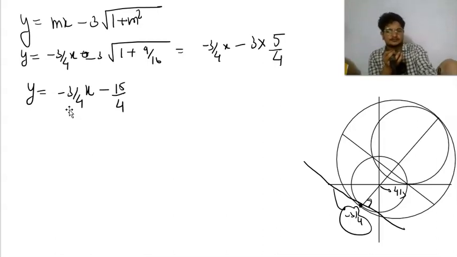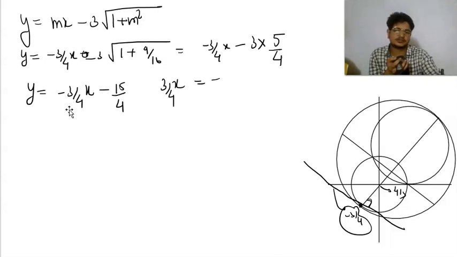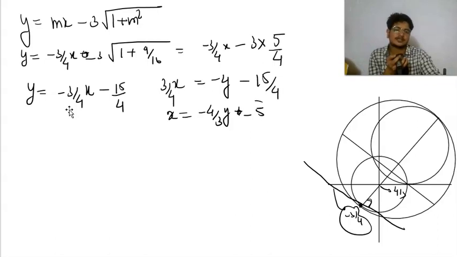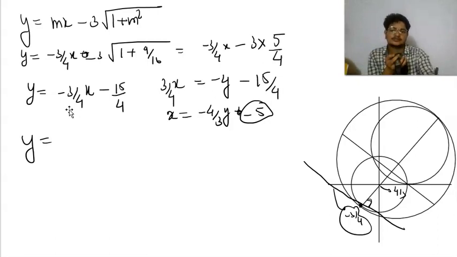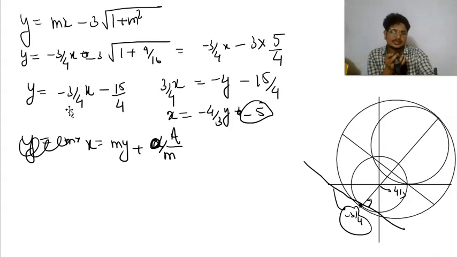This one we can write. Now if I take the value of x on one side, 3/4 x = −y − 15/4. Solving further, x = −4/3 y − 5. Now we all know that the equation of a parabola tangent is x = my + a/m, let's write it as a by m.